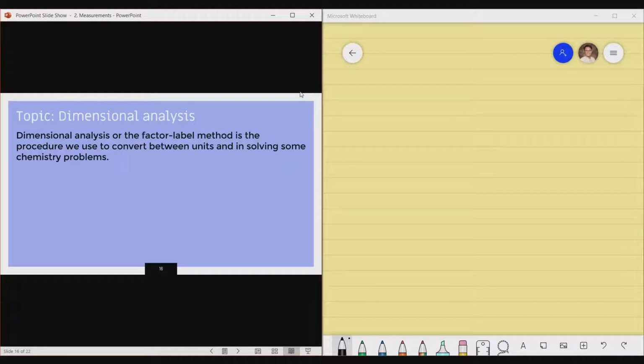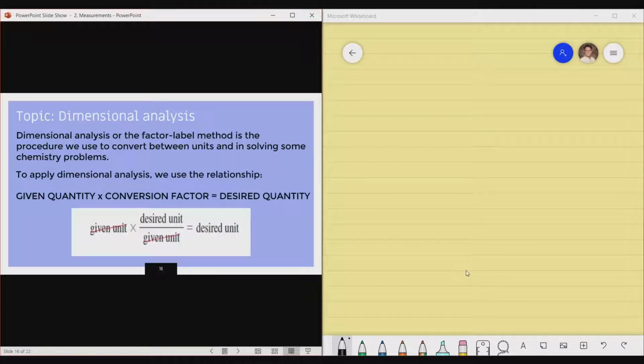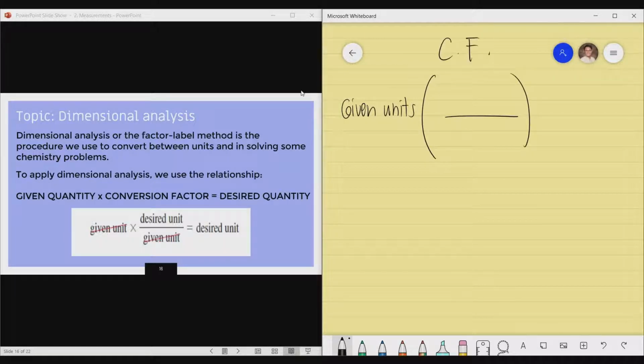Now, in solving dimensional analysis, you just simply follow this certain relationship. Now, this is very easy. You just simply write the given unit. Now, the given unit represents the unit presented to you from the word problem, and then multiplied by the conversion factor or CF. When we say conversion factor, example, 1 hour is equal to 60 minutes. Okay, now that is a conversion factor.